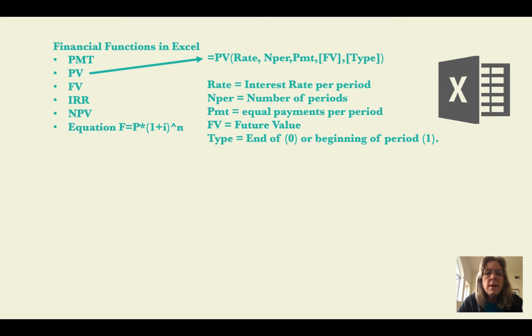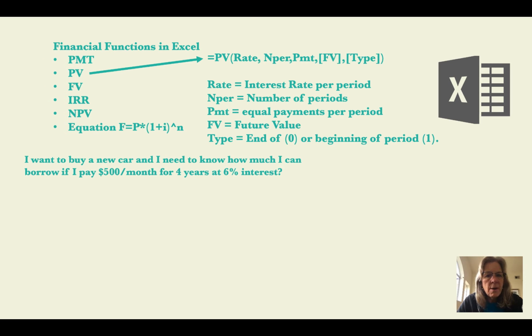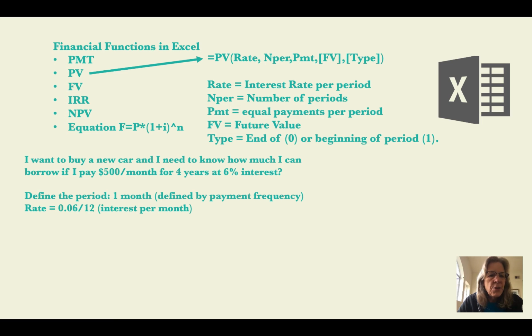So I want to buy a new car and I need to know how much I can borrow if I want to pay $500 a month for 4 years. So again, we need to define the period because I want to know $500 per month. That defines the period definition. The rate is 6% divided by 12, so it's 6% per year, but we want to do it per month. And then the number of periods is 4 times 12. The payment is $500 because that's what the problem says.